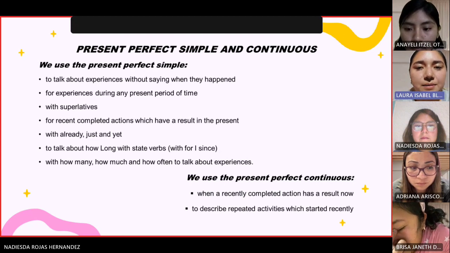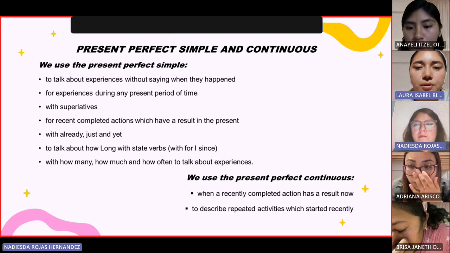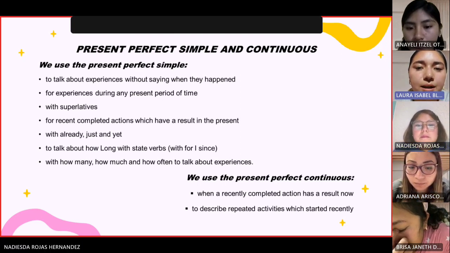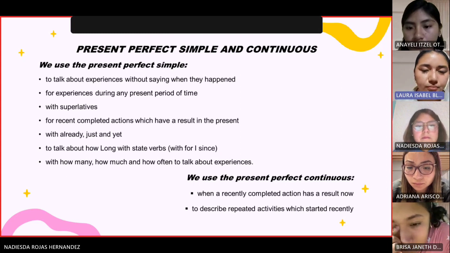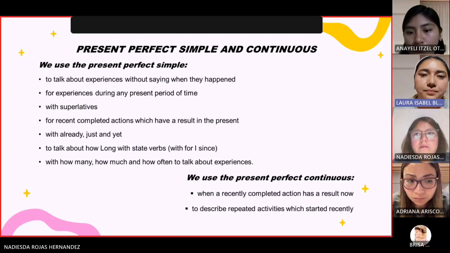The present perfect simple and continuous. We use the present perfect simple to talk about experiences without saying when they happened. For example, he's tried to run a marathon four times in his life.